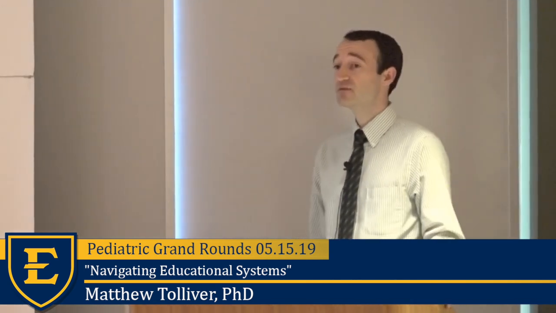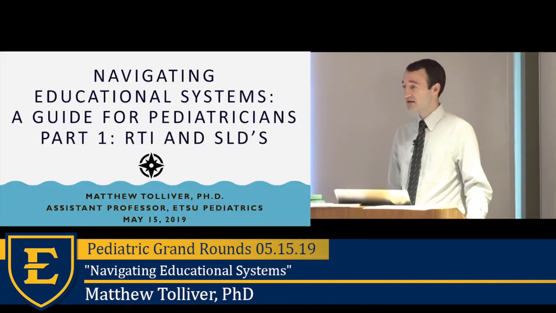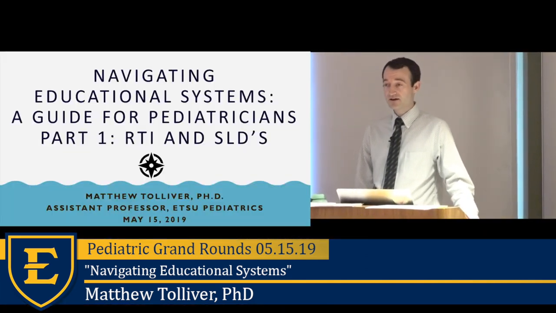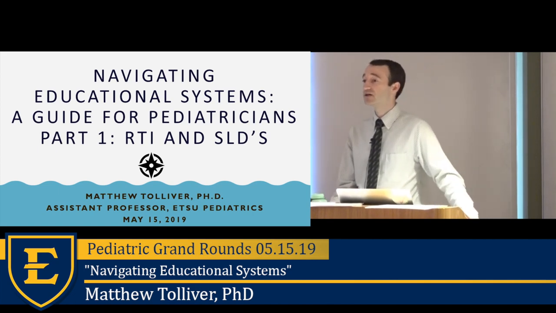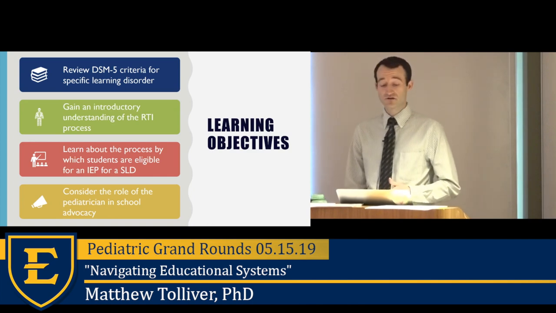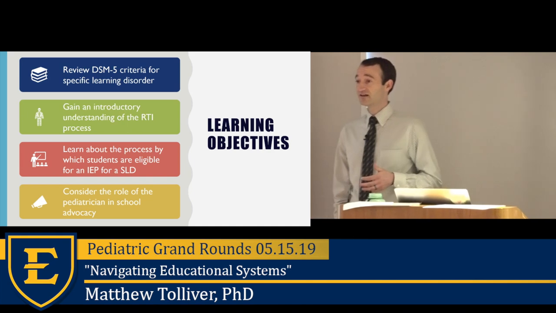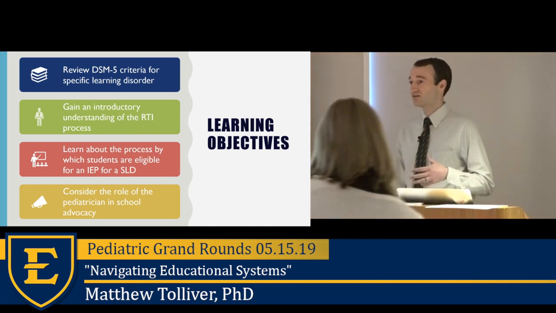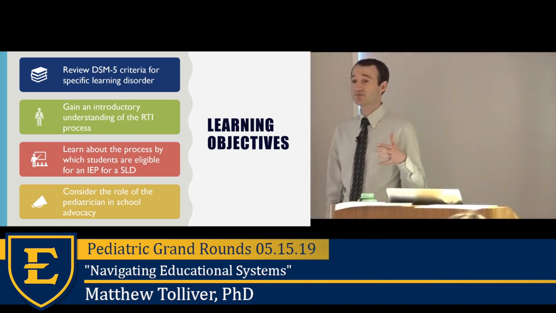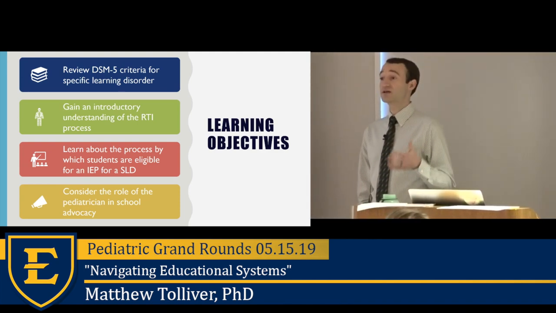I'm going to talk about how we navigate school systems, particularly around this thing called RTI and kids who might have specific learning disorders. I don't have any disclosures. The learning objectives are, first, to look at how you define and classify specific learning disorders. Then hopefully by the end, you'll get at least an introductory understanding of what RTI is. It's this system that helps identify kids who are struggling in reading or math and get them some extra help.